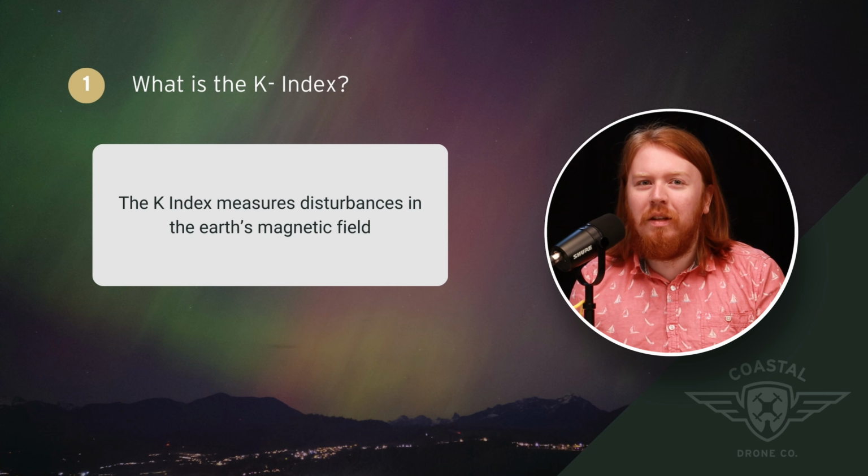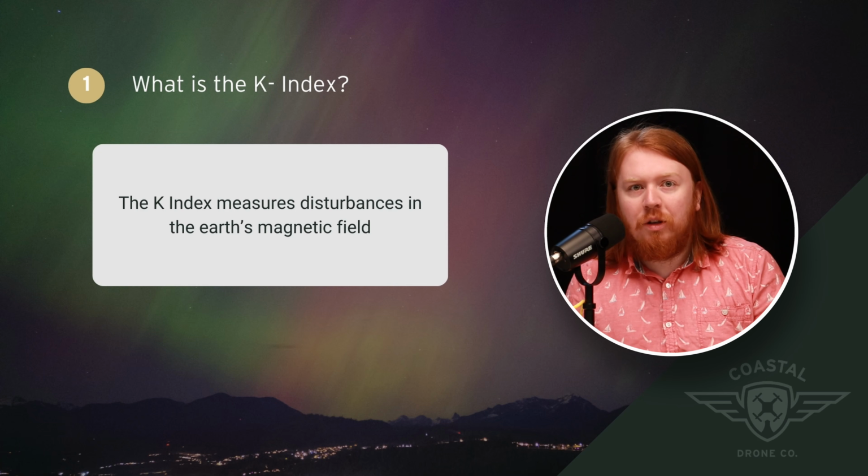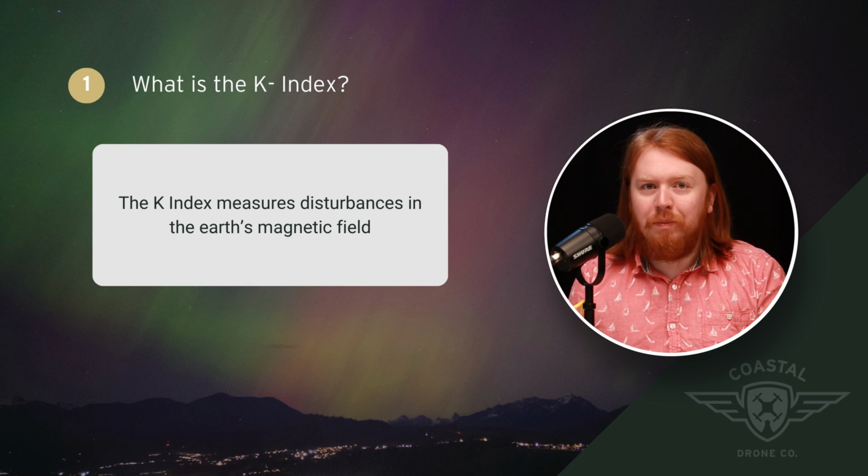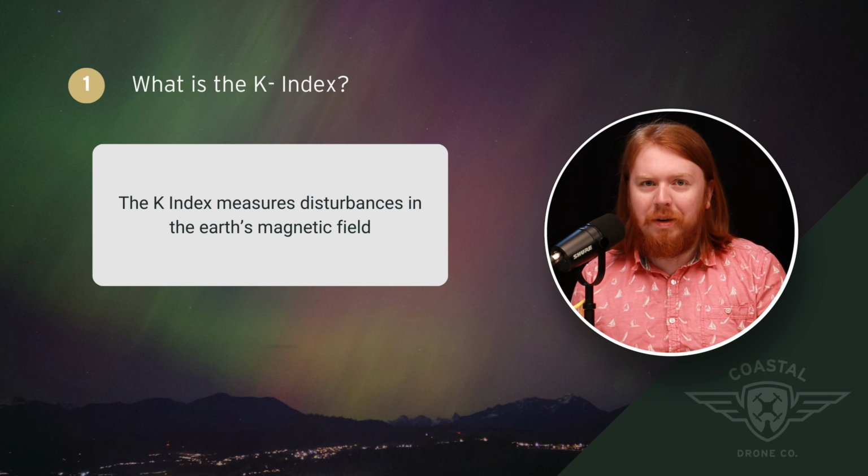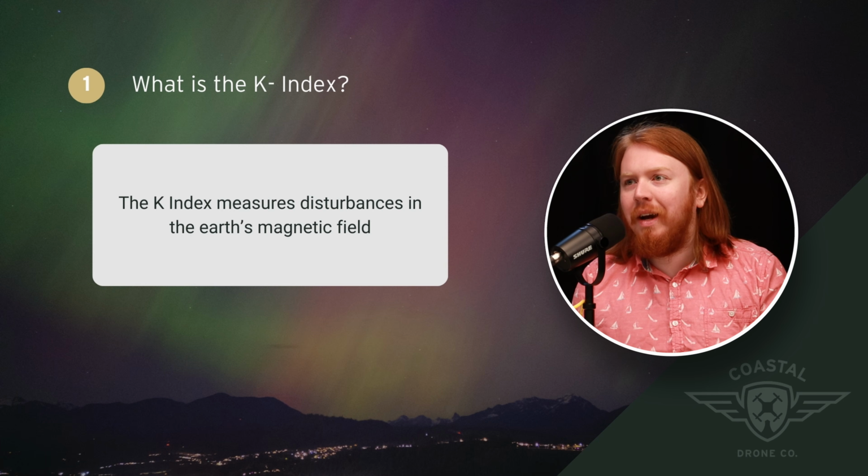So the K Index is just a measure of electromagnetic disturbance in Earth's magnetic field. Most of this is caused by the sun. We had some solar activity, solar flares, and that sends some particles to the Earth. When those particles hit the Earth, it messes with the magnetic field. Disturbances in the magnetic field we measure as the K Index.